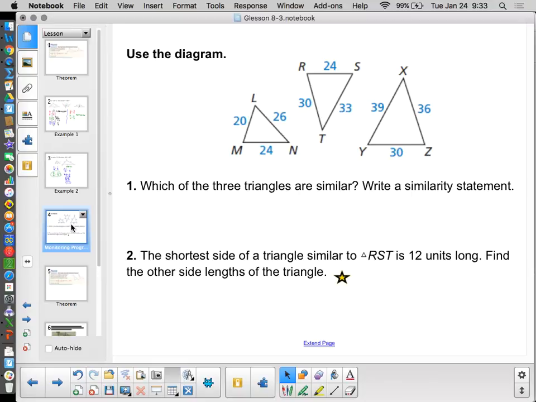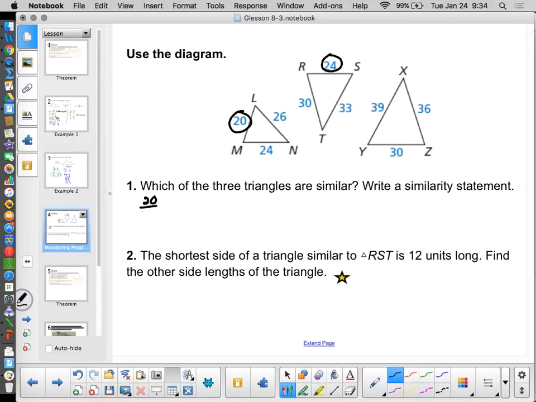Are there any similar triangles in this picture? Notice this time they're not color-coded, so we have a little more work to do. So let's start with LMN and RST. Again, the way we compare it, short side to short side. So the short side of LMN is 20, the short side of RST is 24. So 20 over 24, 4 goes into both of those, that's 5 over 6. Next, medium side to medium side, 24 over 30.